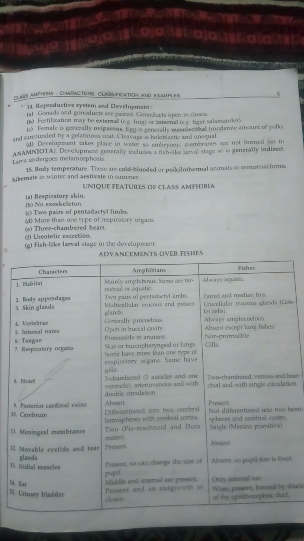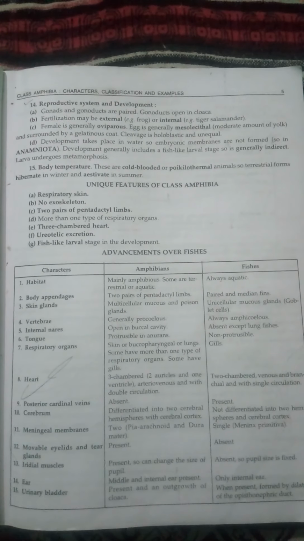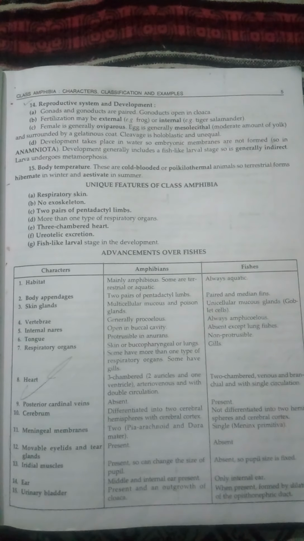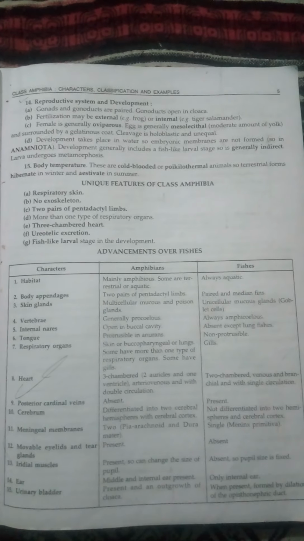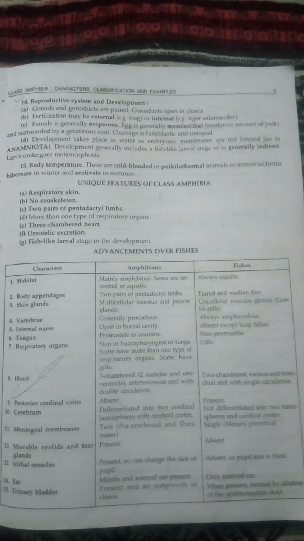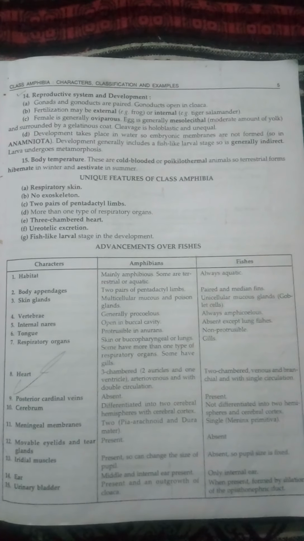That's all for the characters of amphibians. Let us take a quick look at the unique features of class Amphibia. Respiratory skin is present, no exoskeleton, 2 pairs of pentadactyl limbs, more than 1 pair of respiratory organs are present. The heart is 3-chambered. Excretion is through ureotelic excretion. Fish-like larval stage is present in the development.